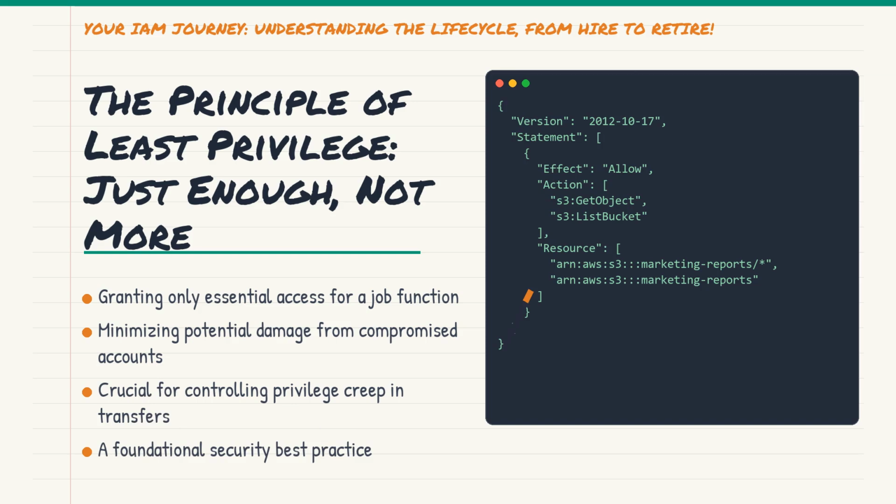If you just need to read a report, you shouldn't have permission to edit or delete it. For our scenario, this is huge. A transferred employee who still has old access clearly violates POLP. They have more privilege than needed, creating unnecessary risk. Enforcing POLP rigorously helps contain damage if an account is compromised, keeping attackers from moving freely through your systems.